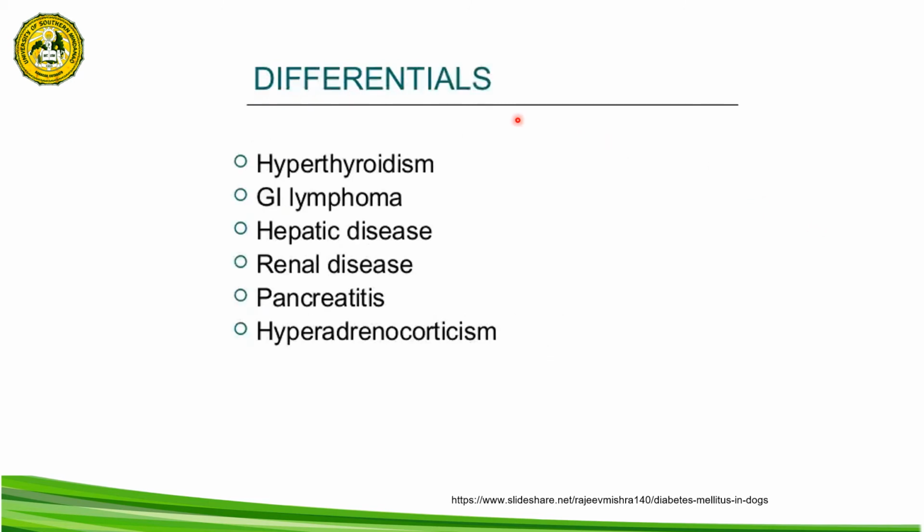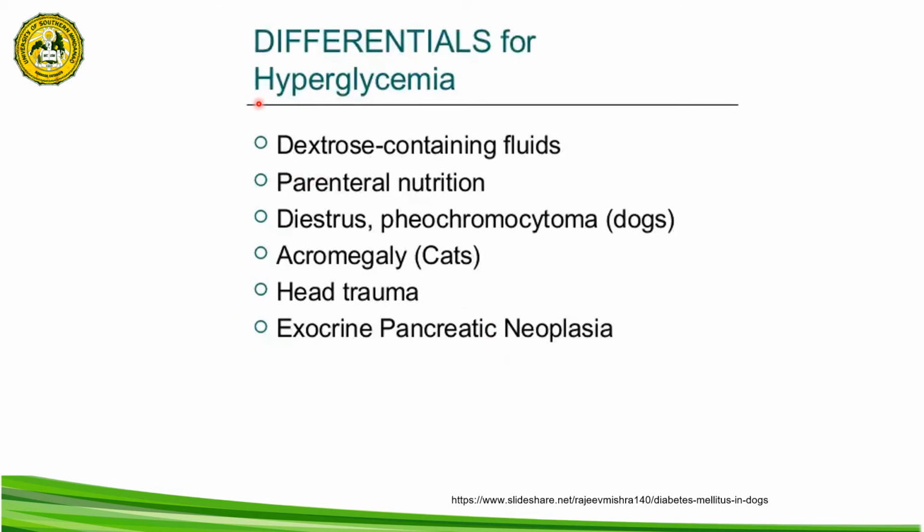For the differential diagnosis of diabetes mellitus, these are the diseases with similar clinical manifestations with diabetes. This includes hyperthyroidism, GI lymphoma, hepatic disease, renal disease, pancreatitis, and hyperadrenocorticism. Differentials for hyperglycemia include dextrose-containing fluid, parenteral nutrition, diestrus, and pheochromocytoma in dogs, acromegaly in cats, head trauma, and exocrine pancreatic neoplasia.